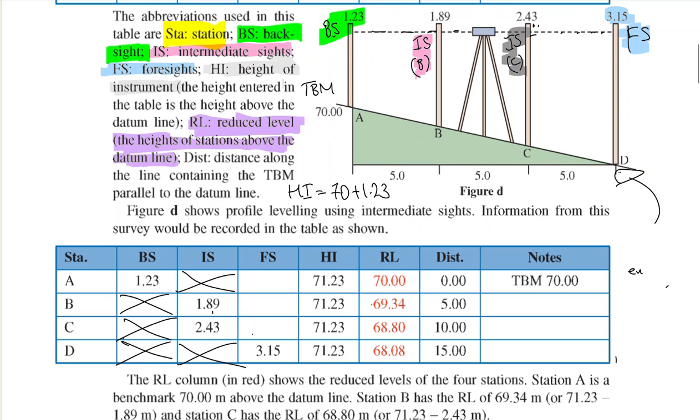Now, reduced level. To do reduced level, for A, you take that 71.23, subtract 1.23. You get 70. Then for B, you do 71.23 minus 1.89. You get the reduced level for B. For C, you do 71.23 minus 2.43, you get 68.8, and so on. Distance, that one you're just looking at the bottom. At A, the distance is 0, at B, it's 5, at C, it's 10, and then at D, it's 15 meters.